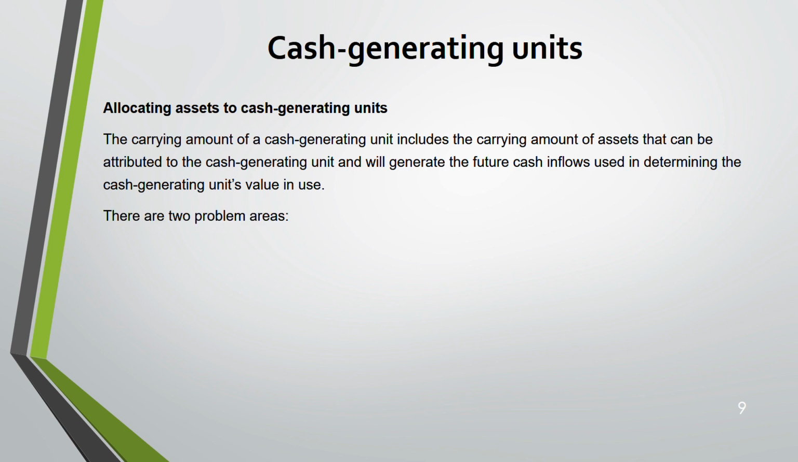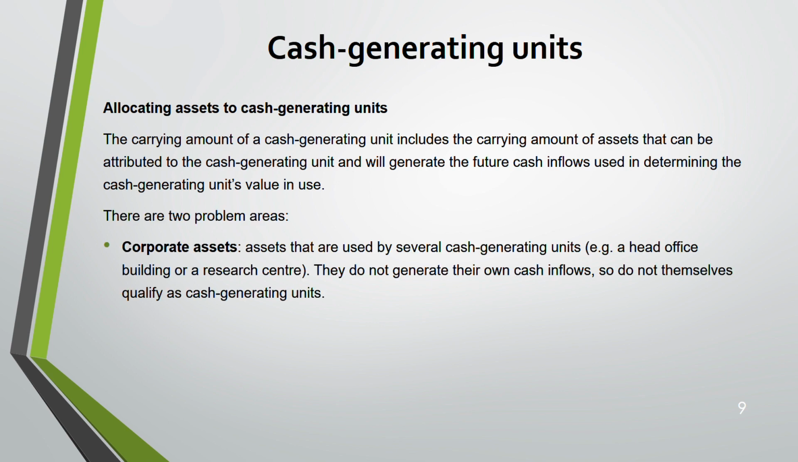There are two problems here. Number one, corporate assets. What are corporate assets? Assets that are used by several cash generating units, for example a head office building or a research center. They are used by many cash generating units, so you do not know how to allocate. It becomes very difficult to allocate these assets to cash generating units. That is known as corporate assets.